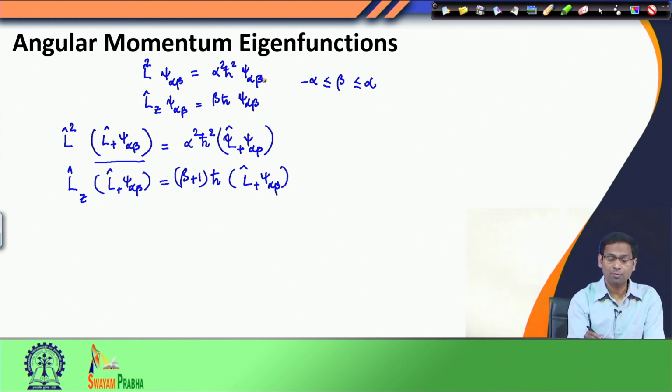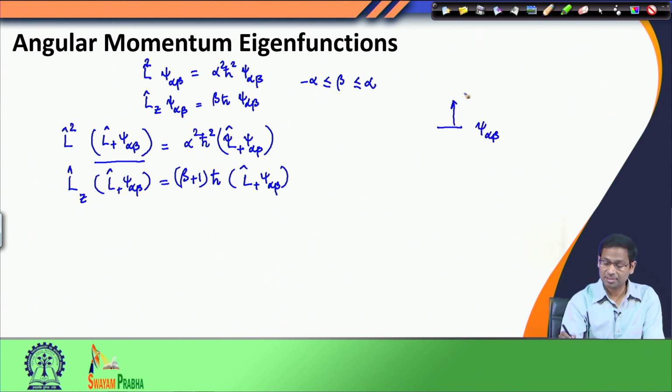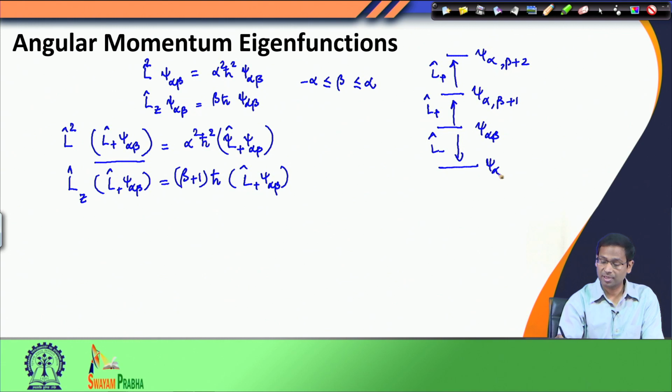So, we see that if we define one eigenfunction psi alpha beta, which is the simultaneous eigenfunction of the L square and Lz operators, the other eigenfunctions of L square and Lz can be obtained by the action of the L plus operator on psi alpha beta. The action of the L plus operator on psi alpha beta gave us psi alpha beta plus 1, and one more time if I apply the L plus operator, I would get psi alpha beta plus 2 and so on and so forth. Similarly, if we apply the L minus operator on psi alpha beta, I would get psi alpha beta minus 1 and so on and so forth.